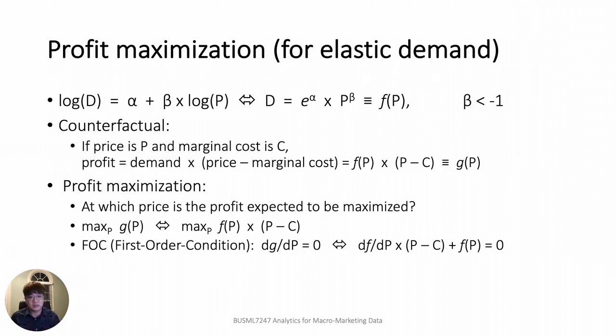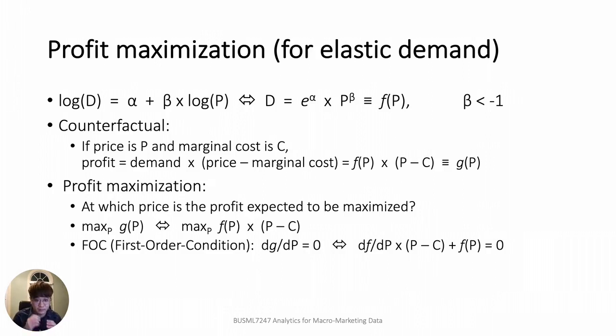The first order condition is that at the maximum, the first order derivative of the objective function with respect to the focal variable becomes 0. The objective function is the profit function, and our focal variable is the price. So, the first derivative of the profit function with respect to price becomes 0 at the point where the profit function is maximized. That is, dg over dp, which is the mathematical expression of the first derivative, equals 0.